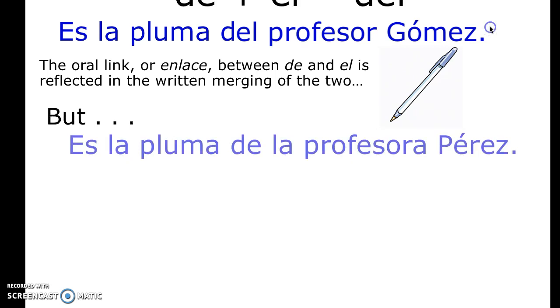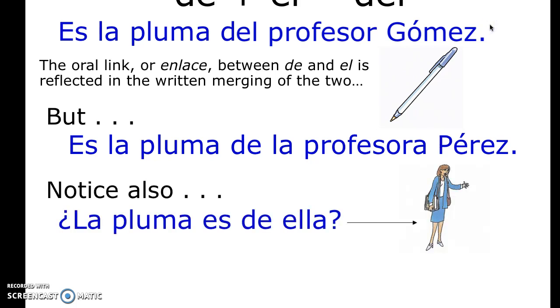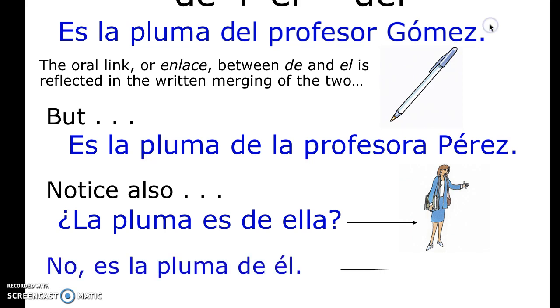But this doesn't happen with any of the other definite articles. If we were talking about how the pen belongs to Profesora Pérez, we would say es la pluma de la Profesora Pérez. But I might ask the question, la pluma es de ella? No, es la pluma de él. Notice here, this él refers to him, so this is the he pronoun. It's got an accent mark. Those do not combine. Only up here when you have the el that means the.